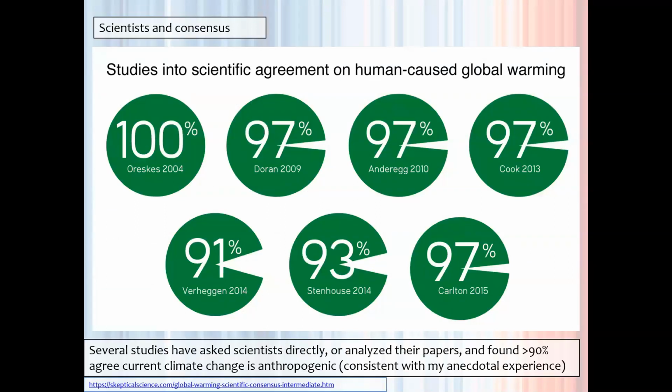Okay, what is the consensus level on scientific agreement that humans are causing the majority of global warming? These studies have either asked scientists directly or analyzed their papers for their bulk conclusions, and found across all these studies that more than 90% of current climate scientists agree that most climate change is anthropogenic. The plural of anecdote is not data, but I will say that my anecdotal experience with the professors that I've known is quite consistent with this.